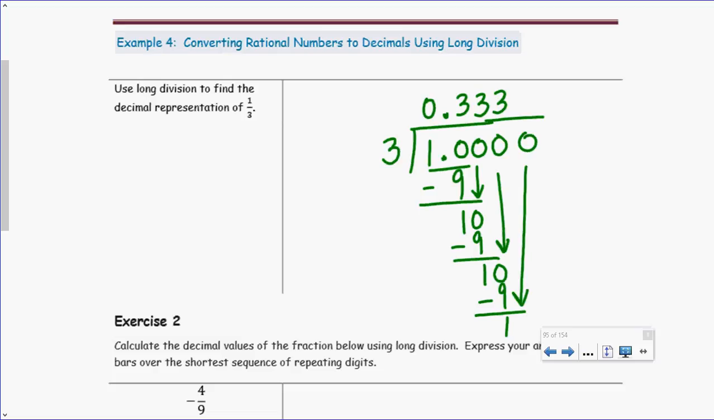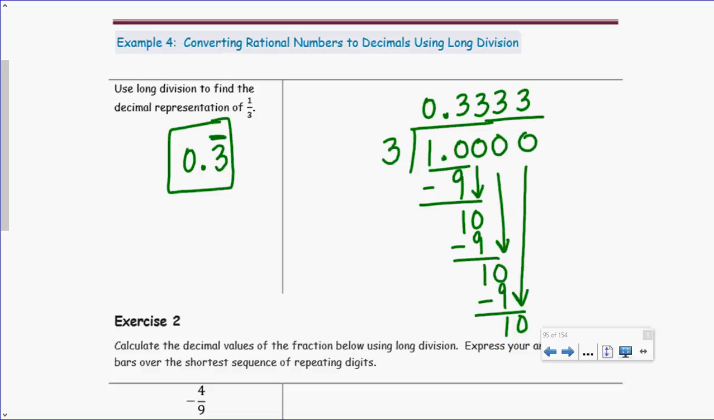And it keeps going. It's always 10, and then it goes in 3 times. So then I subtract 9, I get 1, I bring down the 0, so on and so forth. So it's always going to be that. Okay, so that one is 0.3. Now, if the 0.3 repeats, that's the only part that I put the fraction bar over. Okay, and that's your answer for example 4.